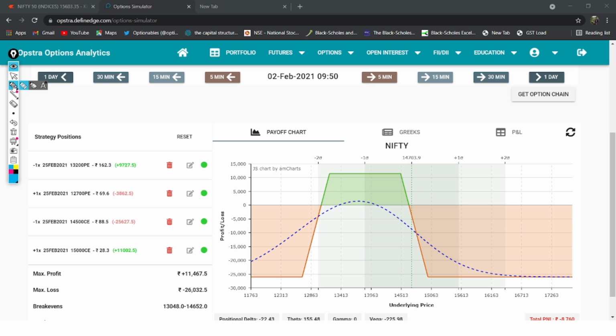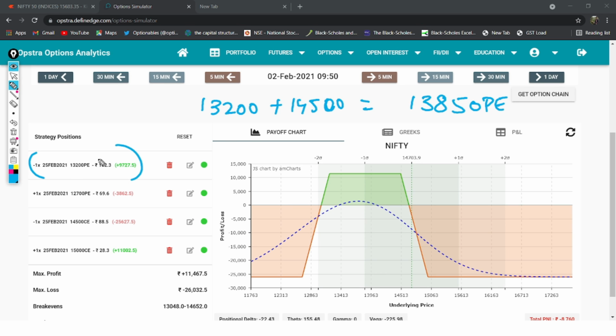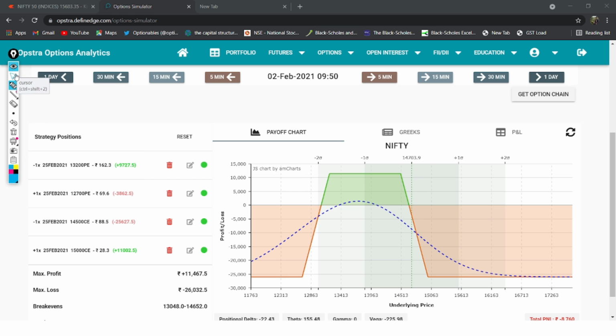So what is your first adjustment? When it crosses your break even, you are going to take the average. So what is my average? 13,200 and 14,500. So I am going to come to the 13,850 put option. I'm going to exit this 13,200 and come to 13,850 put options. So let me just do that.